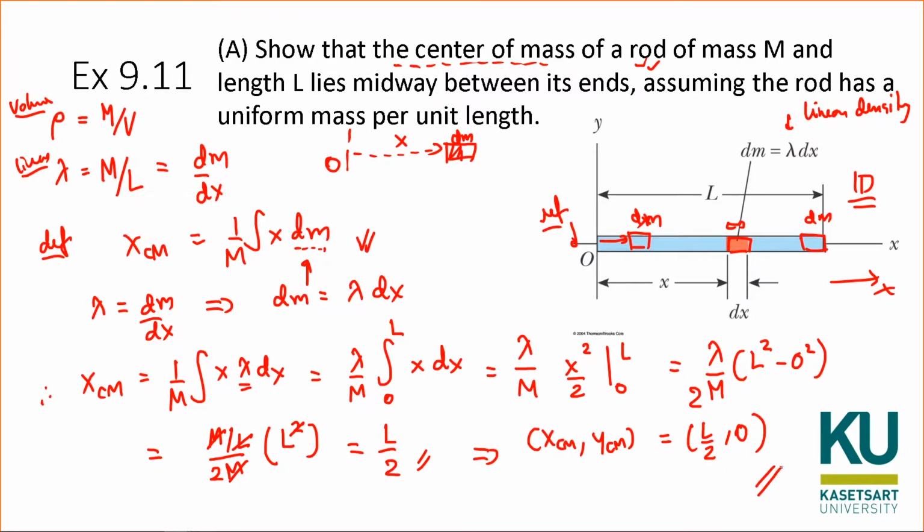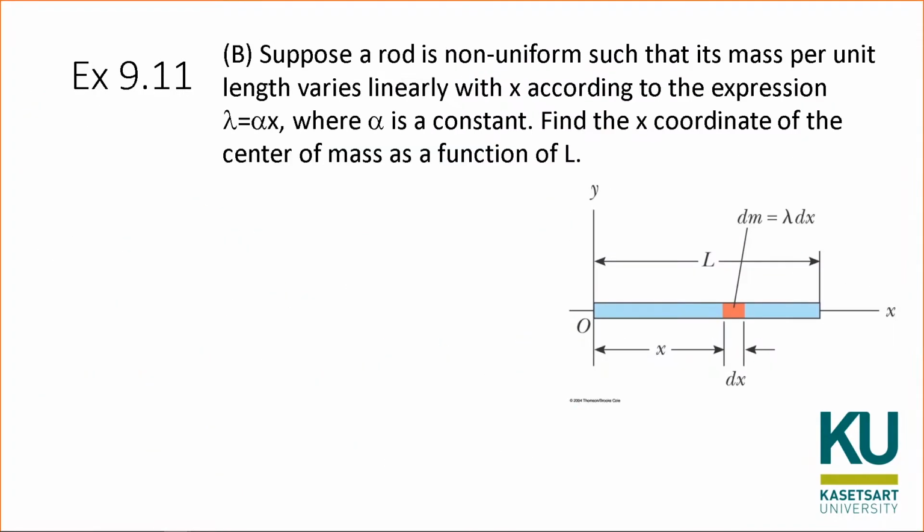This is how you find the center of mass in this case. Right, we're going to the next part. Suppose this rod is non-uniform now. So what does non-uniform mean? Rather than having lambda equal to m over L, this lambda is not uniform now. This lambda now becomes alpha x.